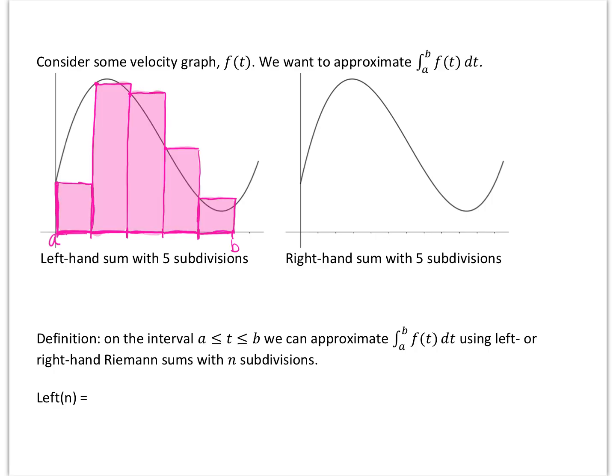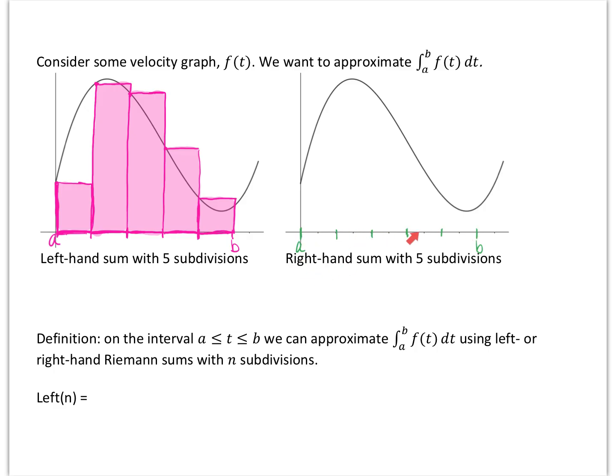Okay, another way that we can estimate the area under the curve is with right-hand sums. So again, I'm going to mark my A and my B. Okay, so here's my B, here's my A. I'm going to do 5 subdivisions again. So I take this whole interval A to B, I'm breaking it into 5 equal parts. And this time I'm going to use a right-hand sum. So the basic idea is the same.